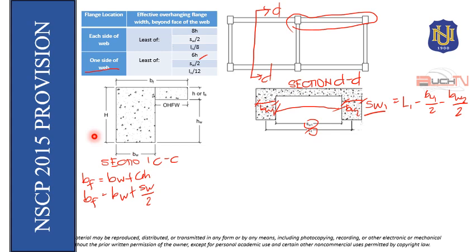So, direct, si B sub F ulit is equal to BW times 1 lang yan. So, that will be ln over 12. So, pipili lang tayo ng lesser of the 3 or the least of the 3. Then, yun na yung effective flange width. So, yun yung interpretation ng NSCP 2015 provision na code for T-beam geometry.